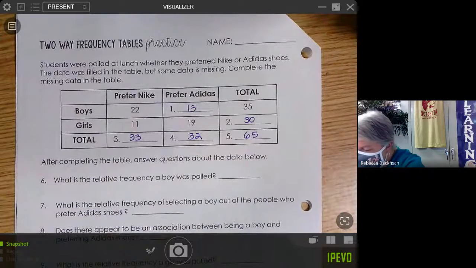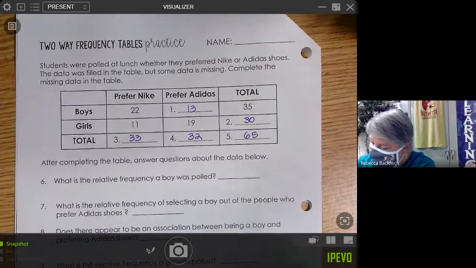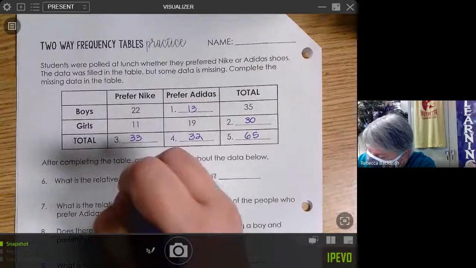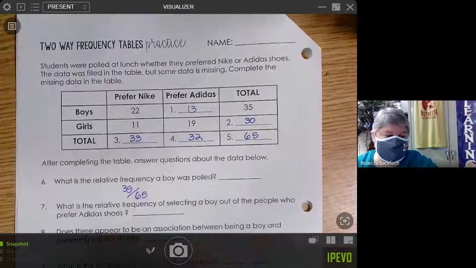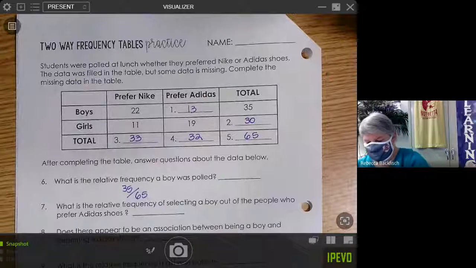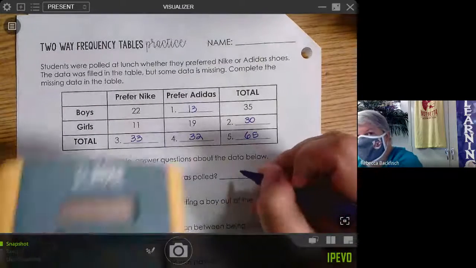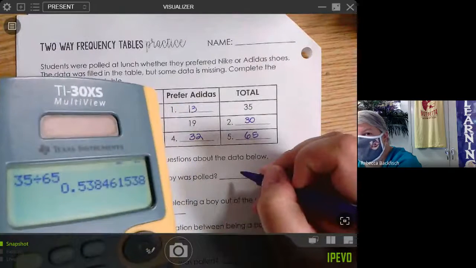After completing the table, answer questions about the data below. Okay, what was the relative frequency a boy was polled? So relative frequency means divide. I'm going to divide boys by everybody. Okay. So boys, there are 35 boys, and total people polled is 65. So 35 divided by 65 gives me 0.54, like 0.538 something. I'm going to say 0.54.